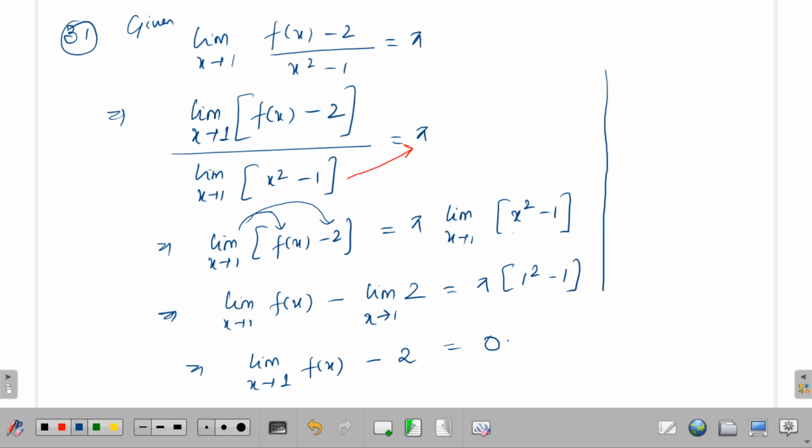So next thing, I'm just going to bring your 2 over here. If I bring the 2 over here, I'll get the answer: limit of x tends to 1 of f of x is nothing more than 2. So that's all about your question number 31. Again, same thing, pause the video and check once again if you didn't understand.